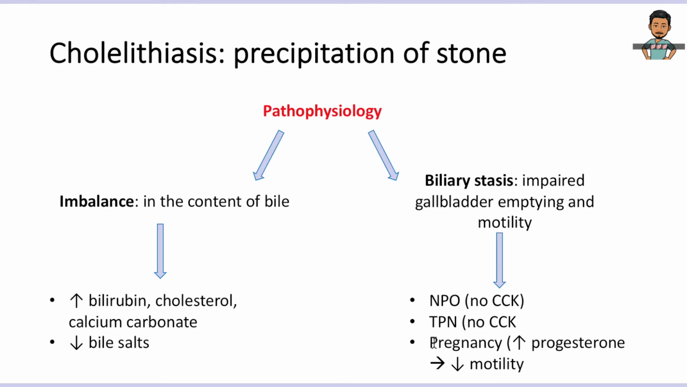And then pregnancy increases progesterone, which decreases motility. So imbalance and biliary stasis are important to understand because they're the two fundamental underlying factors that promote the precipitation of stone.